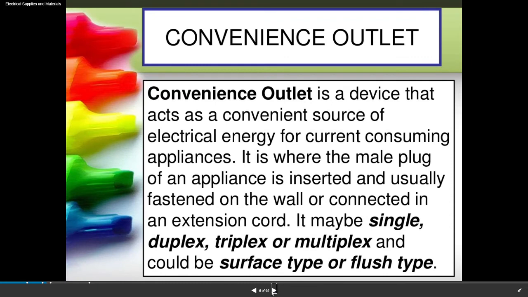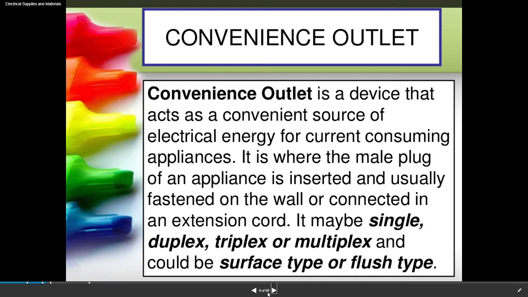Next, let's now move to the different electrical supplies and materials. Number one in our list is the convenience outlet. So what is a convenience outlet? This is a device that acts as a convenient source of electrical energy for current-consuming appliances. In your house, these are the outlets where you plug your TV, your electric fan, your charger. It is where the male plug of an appliance is inserted, usually fastened on the wall or connected in an extension cord.